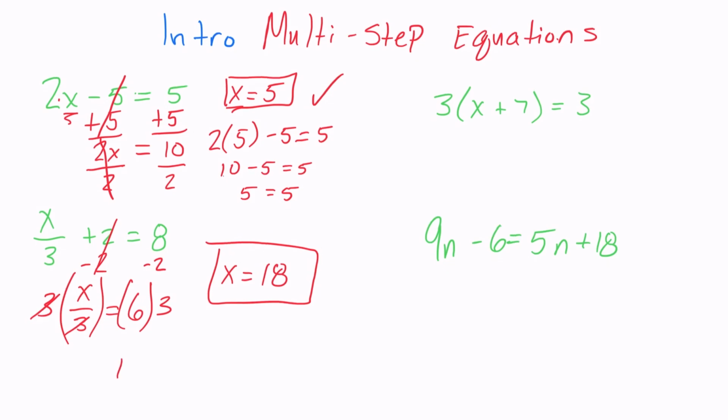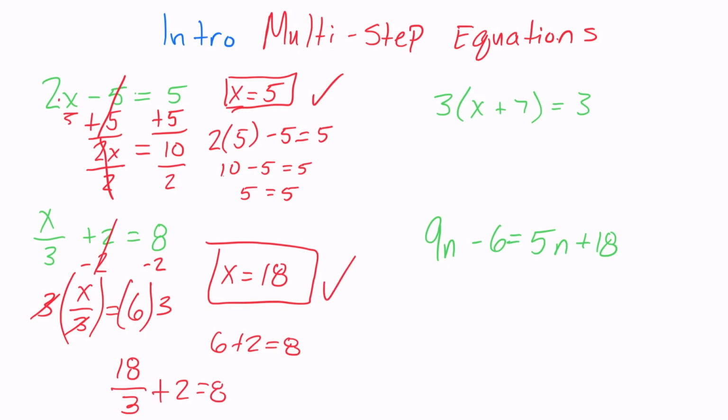Again, we can check this. Plug 18 in for x. We're saying 18 over 3 plus 2 is equal to 8. 18 over 3 we can simplify to just 6. And this is plus 2 equals 8. And we know 6 plus 2 is 8.